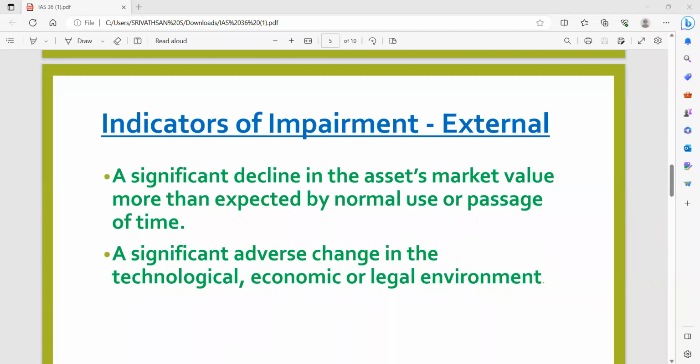Hello all, in this video we are going to discuss indicators of impairment. So indicators of impairment could be both external and internal. So first let's discuss the external indicators of impairment.